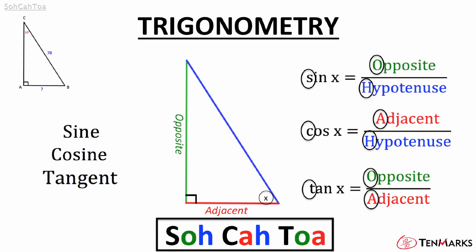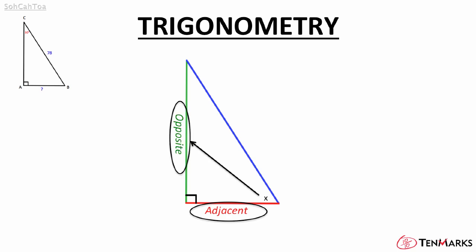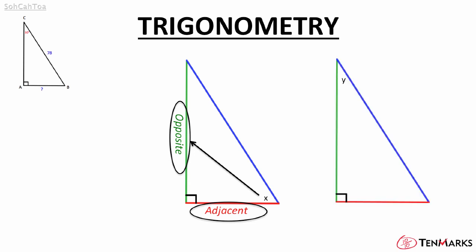One common mistake in solving these ratios is misidentifying which side is adjacent to the angle and which side is opposite the angle. The word adjacent means next to, and opposite means across from. For angle X, the red side is adjacent or next to it, and the green side is opposite or across from it. What about for angle Y?